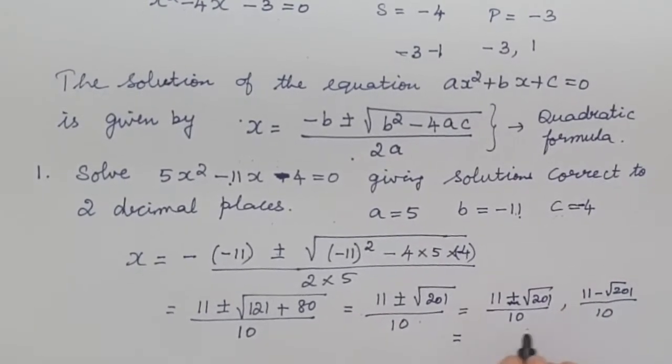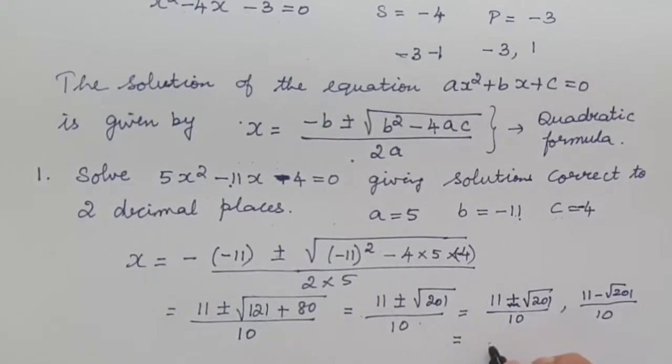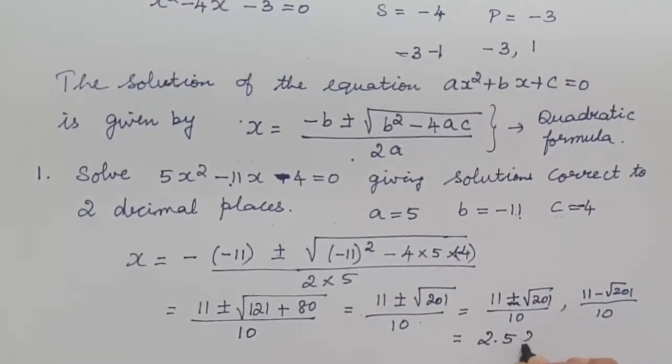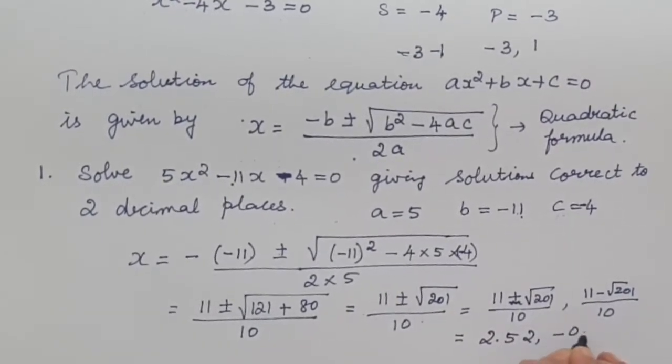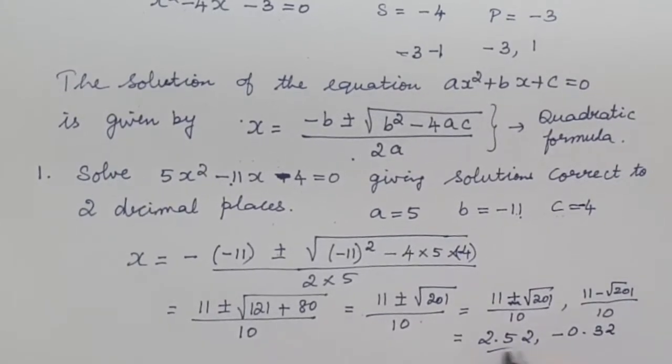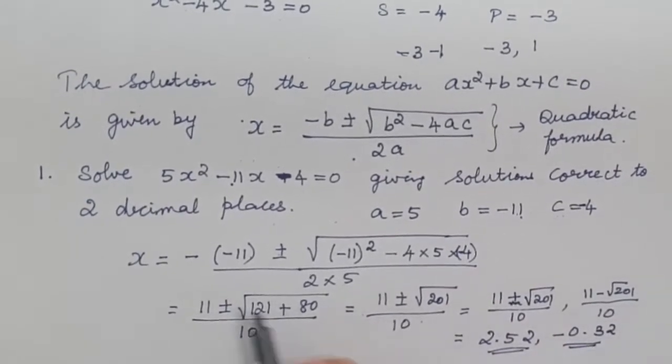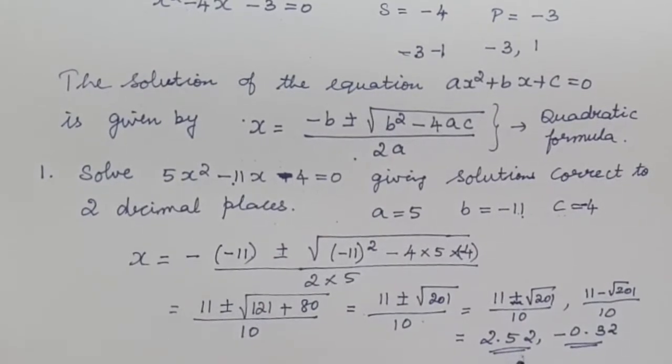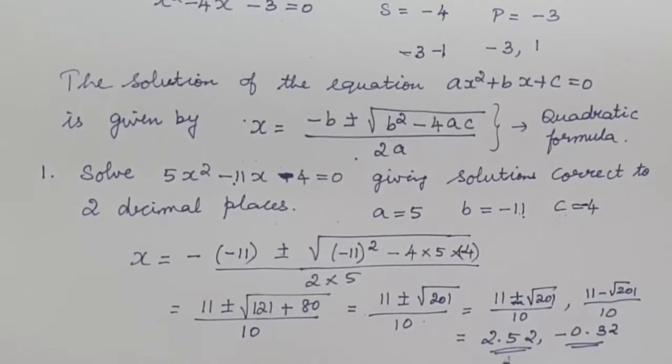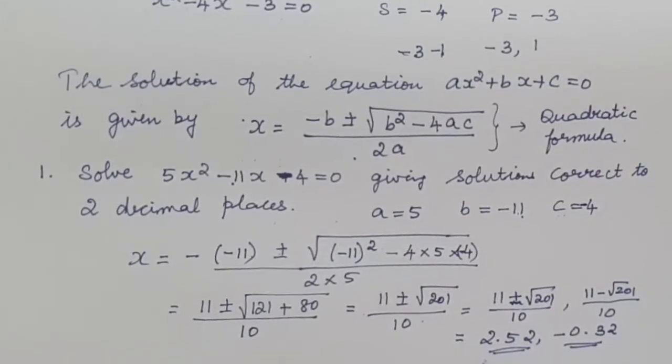So just directly use the calculator. You will get your answers as 2.52 and minus 0.32. These are the two answers. And it is given that we have to give our answers to 2 decimal places. In case you are not giving your answers to 2 decimal places, you will get 1 mark deducted.